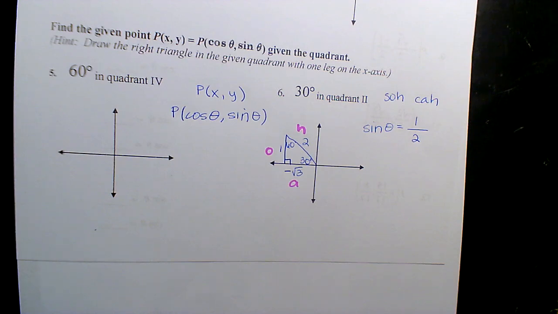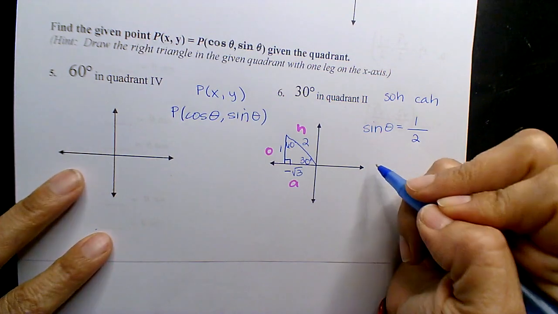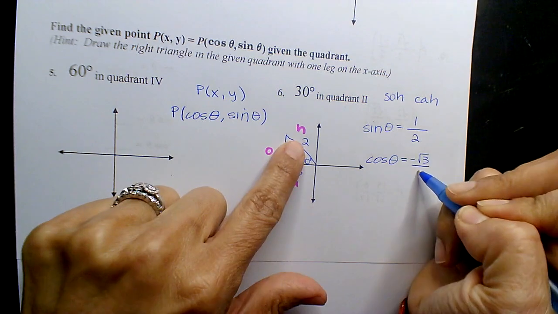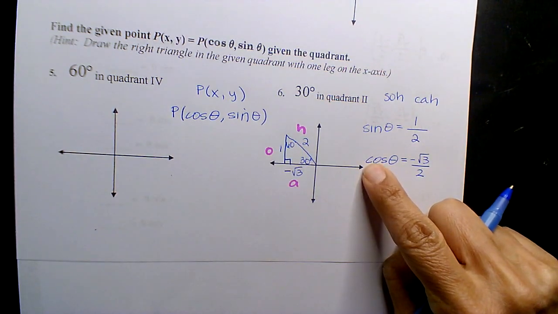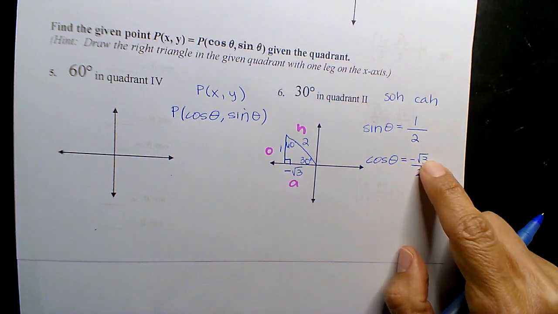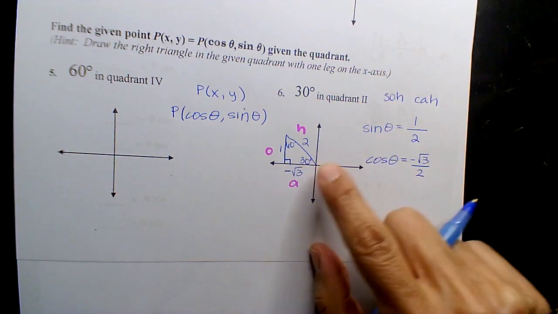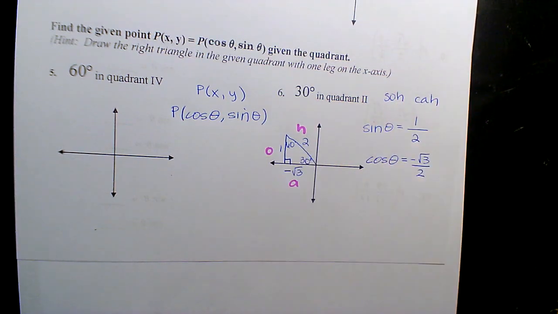Then what's cosine? What would my ratio be? Negative rad 3 over 2. Because cosine is adjacent over hypotenuse, negative rad 3 over 2, right? Sine is opposite over hypotenuse, 1 over 2, right? So you just add the circle, the theta. Yeah, because I don't want to write 30 degrees, because technically it's not 30 degrees. What's the degree there, really?